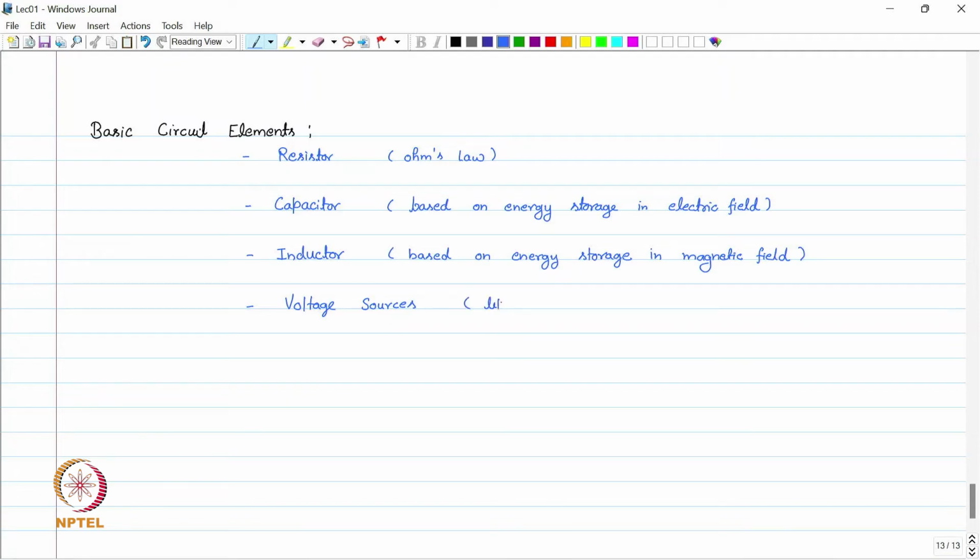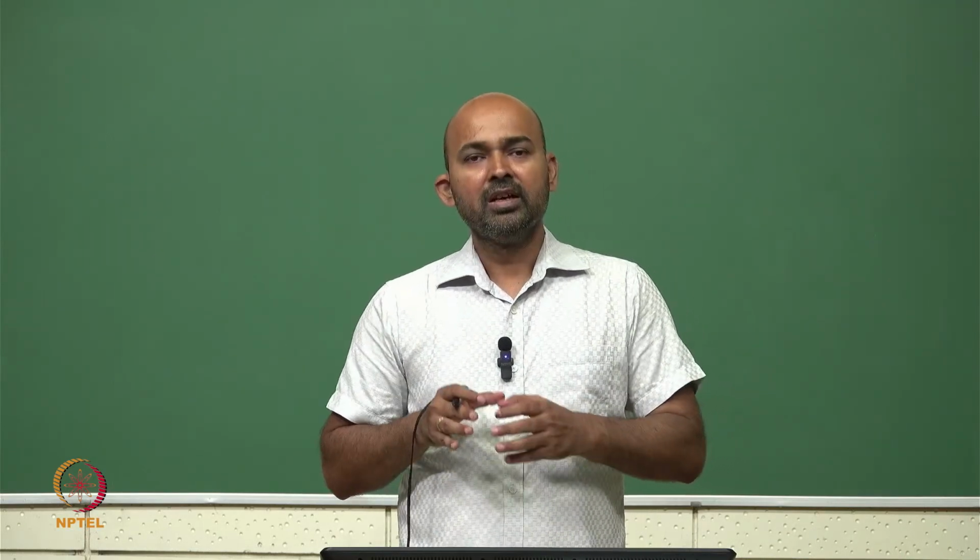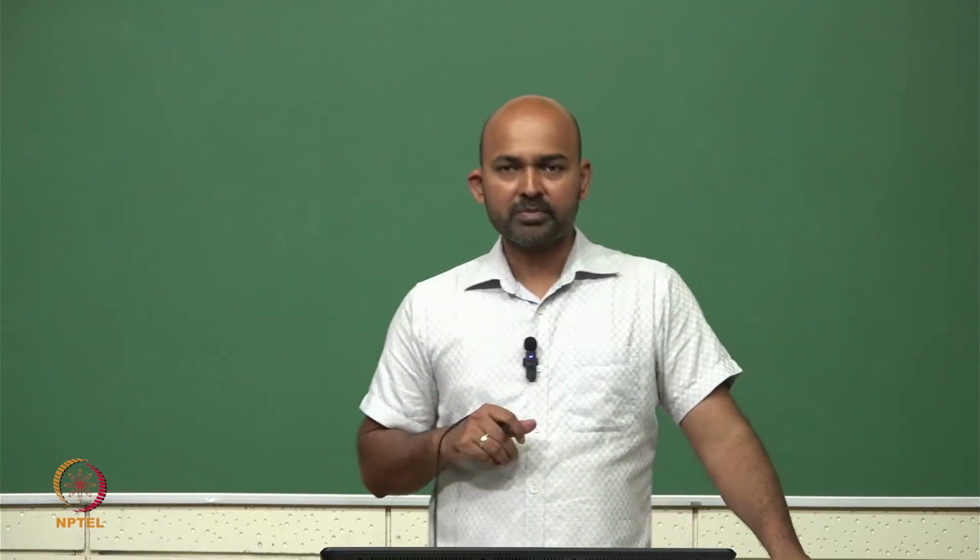Like a battery, and then we have current sources. They provide constant current. So these are very basic circuit elements which we use in our simulations. A voltage source is an ideal voltage source where we specify the value of voltage and this source provides that voltage. A current source is a constant current source: whatever current we specify, that element provides that specified current.